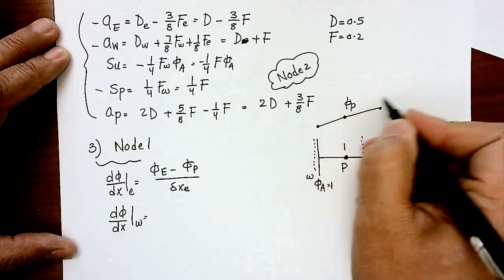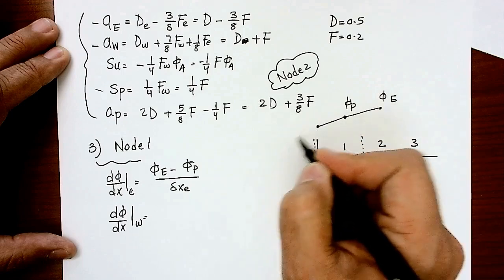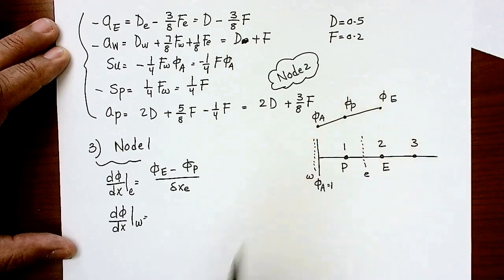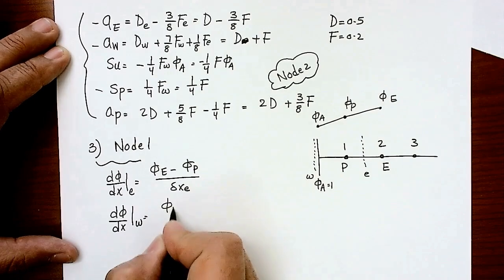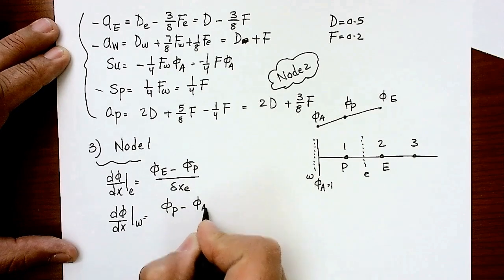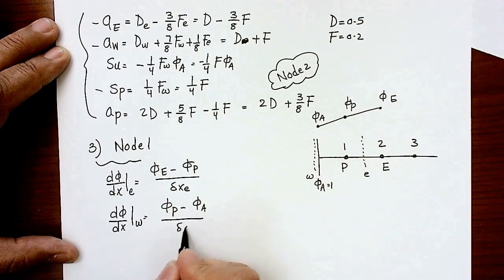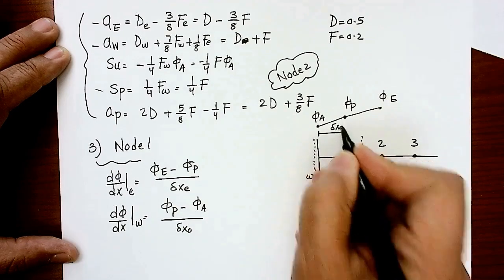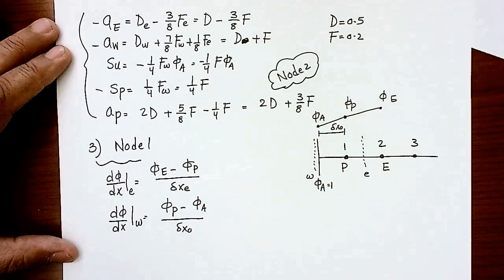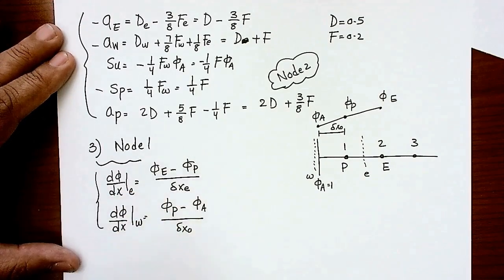That's phi P, that's phi east, and I don't have a west node, right? But I have phi A in here. So d phi by dx in the west face would be simply phi P minus phi of the face A, but this distance here is not delta x like this. This is delta x node, as we used to call it. And we know that delta x node is half delta x. So this is for the diffusion term. Now we need to do the convection term.